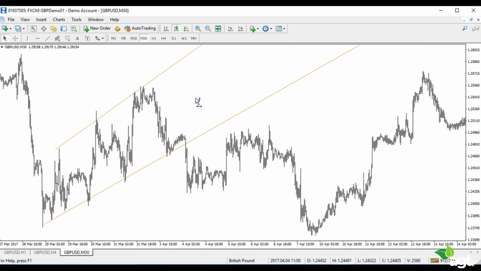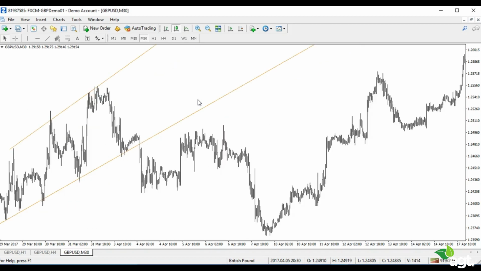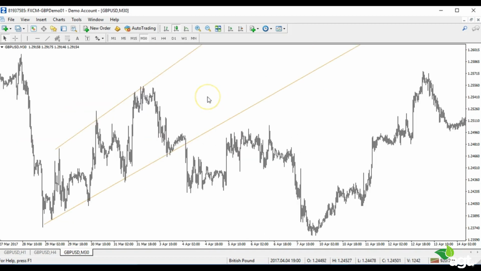And I say an element, it doesn't mean they definitely will, but it does give you an idea of where price is going to go next. And if you have an idea of where price is going to go next, then you can actually have a basis on which to trade.